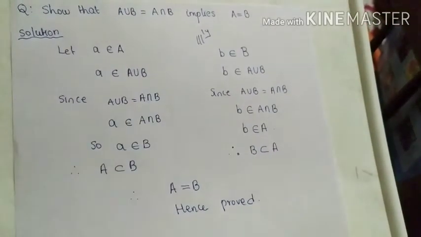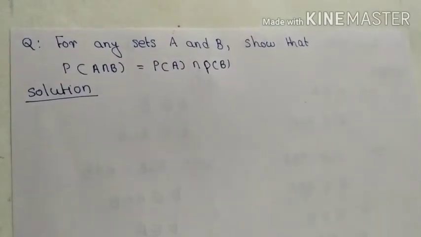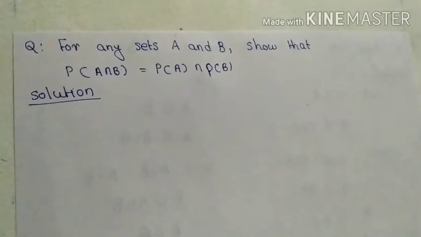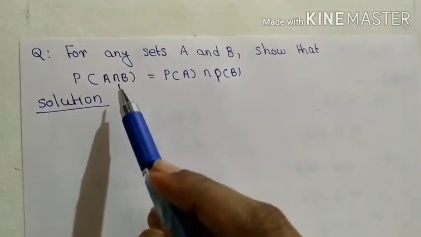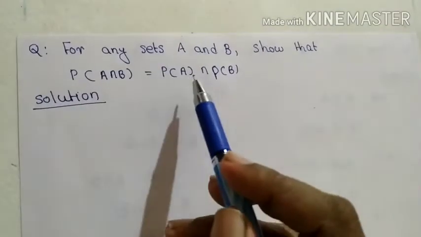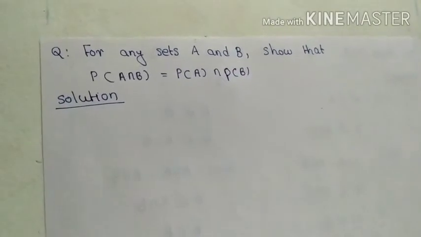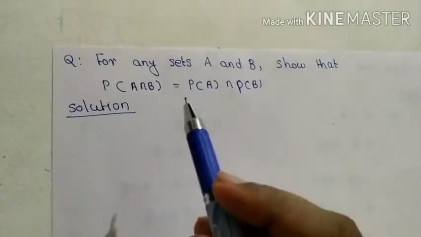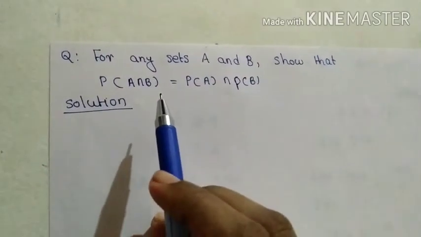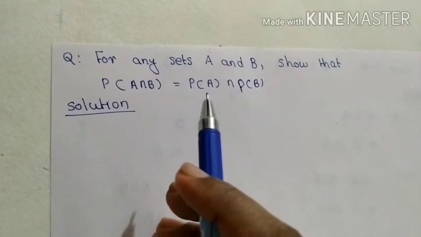Okay, I hope you understood. This is our next question. For any sets A and B, we need to show that P of A intersection B equal to P of A intersection P of B. Here, P represents, I hope you remember, the concept of power set. What is power set? The collection of all subsets of a set is called power set.